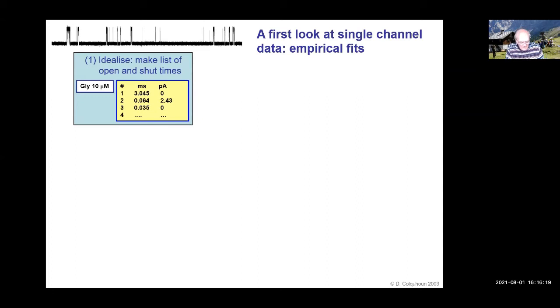Right, so those methods that were used to get those rate constants worked in this way. We had to idealize the record into openings and shuttings of different lengths. In this case, a shut time of 3 milliseconds, an open time of 64 microseconds, followed by a shut time of 35 microseconds. This is made from the observed record. It's not a flawless process, of course. There are some ambiguous ones, but it's the best we can do.